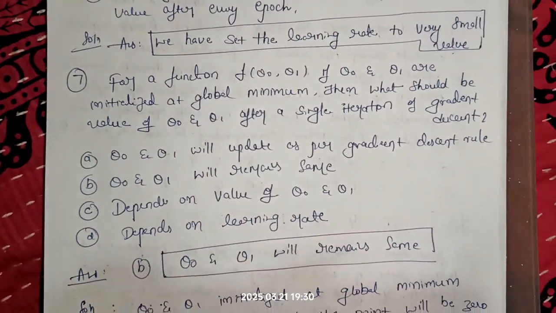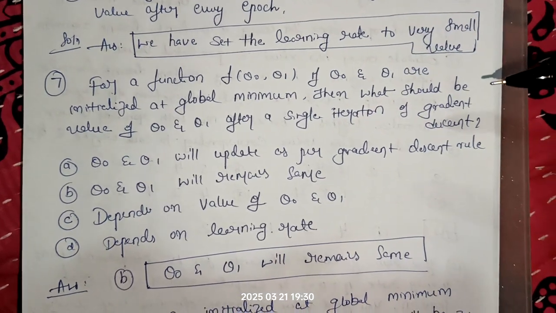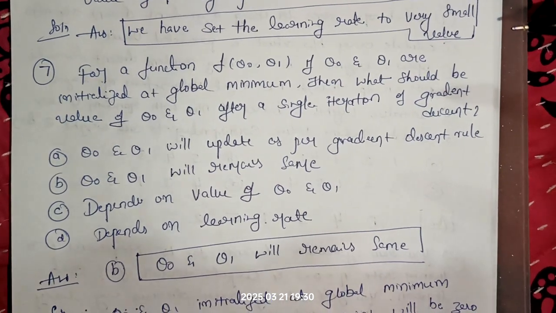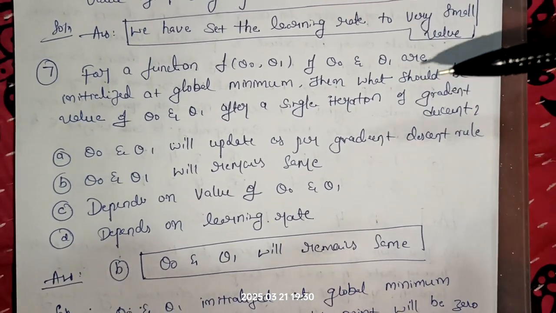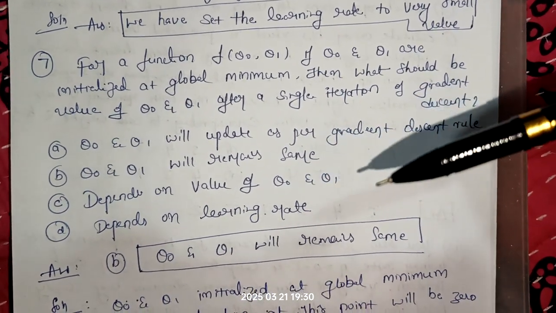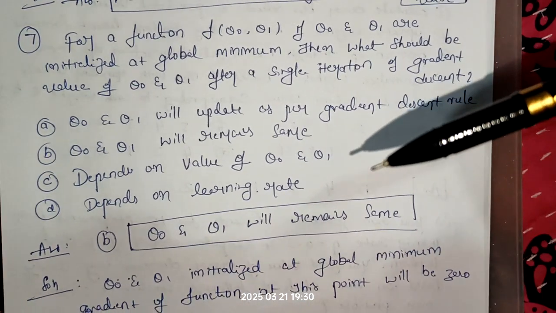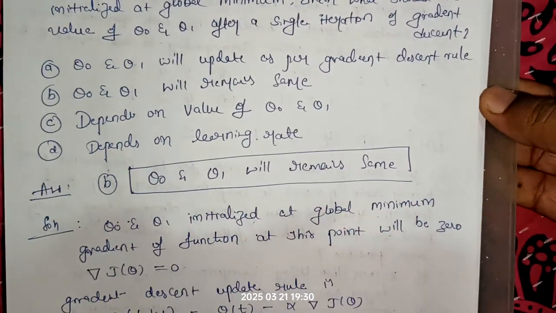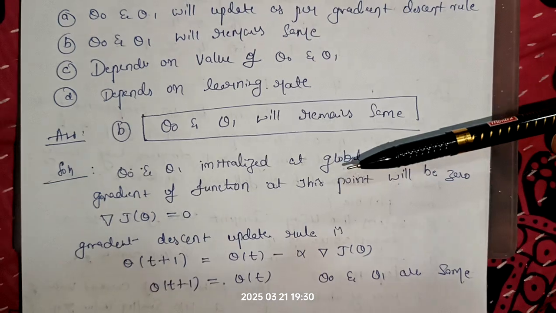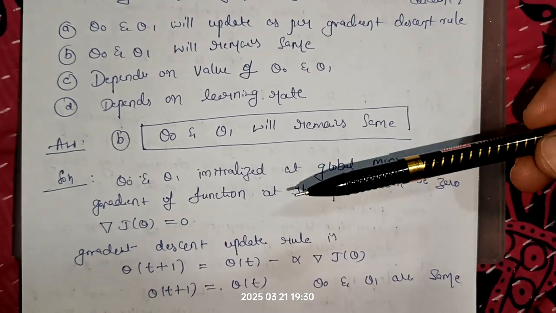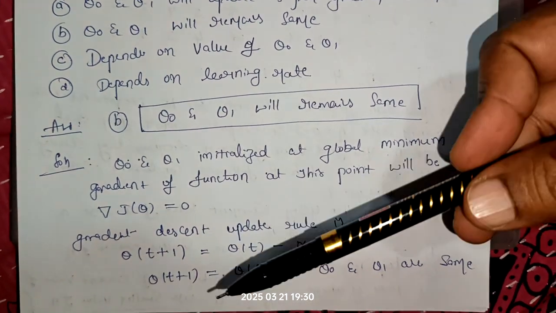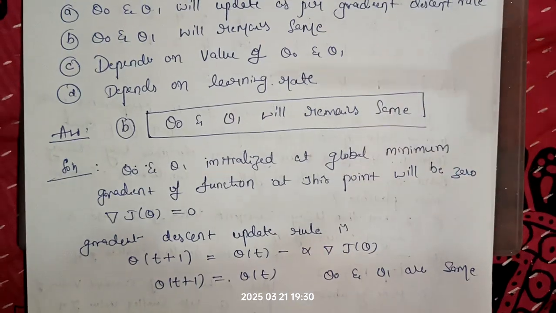Seventh one, for a function f of theta naught and theta 1 initialized at the global minimum, what should be the value of theta naught and theta 1 after a single iteration of gradient descent? Theta naught and theta 1 will update as per the gradient descent rule, will remain the same, depends on the value of theta naught and theta 1, or depends on the learning rate. The correct answer is theta naught and theta 1 remain the same. Since they are initialized at the global minimum, the gradient of the function at this point, del J of theta, is 0. If you write the weight update rule, this quantity is 0, so theta naught and theta 1 both remain the same.